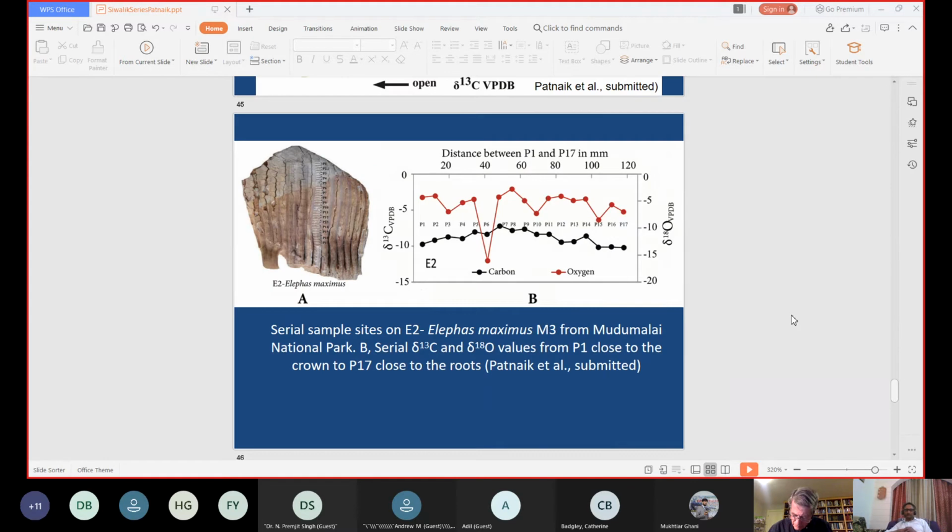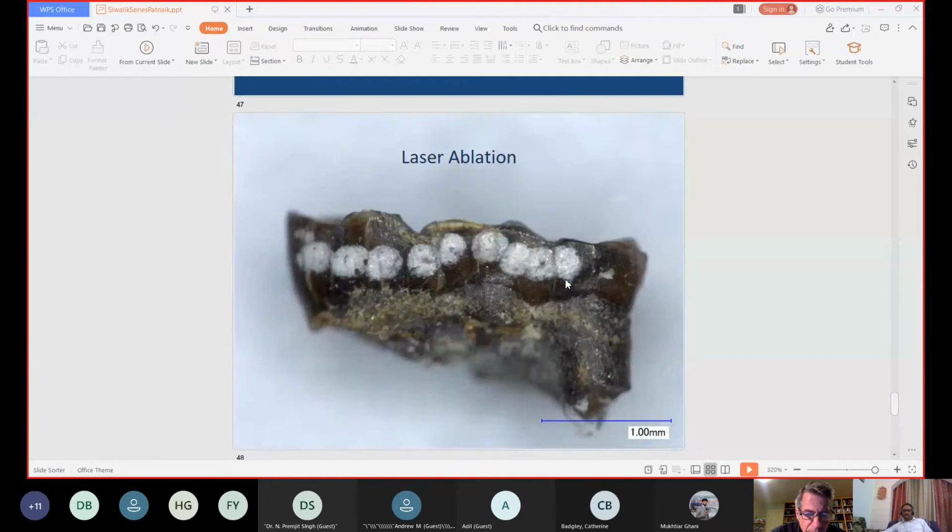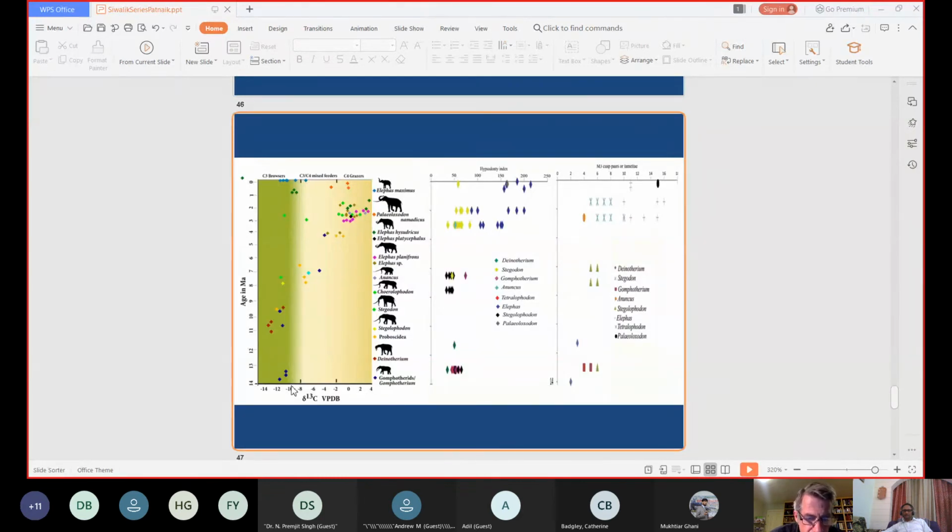So this is one tooth of a present day elephant, and we did micro drilling, not laser, and that told us something about the diet. That is, diet remained almost C3 all through the development of the tooth, and oxygen, of course, behaved a little bit differently, maybe due to seasonal variation. So that led us to propose that early elephants were mostly C3 feeders. We worked on the present day form of the mammal.